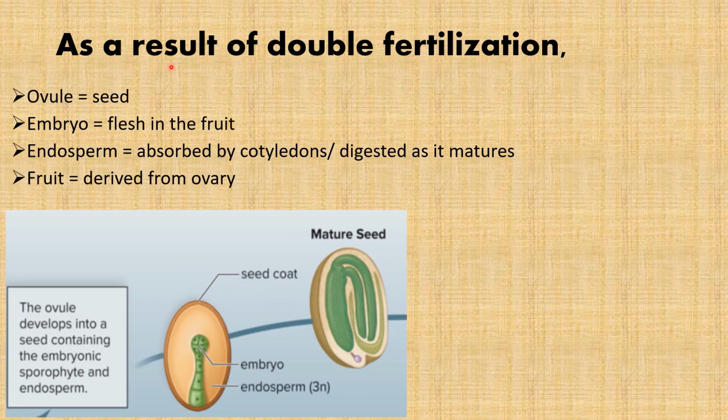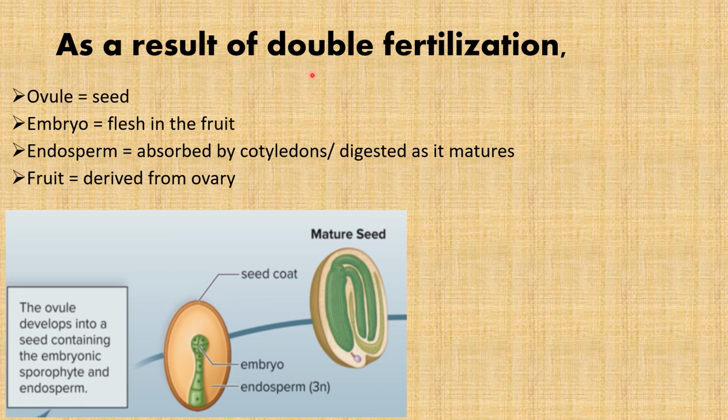Okay. In the previous video, we saw the double fertilization. As a result of the double fertilization, the ovule in the ovary will then turn into the seed, which we can also call a seed coat. And the embryo, which is the flesh in the fruit. Embryo is actually the flesh in the fruit.